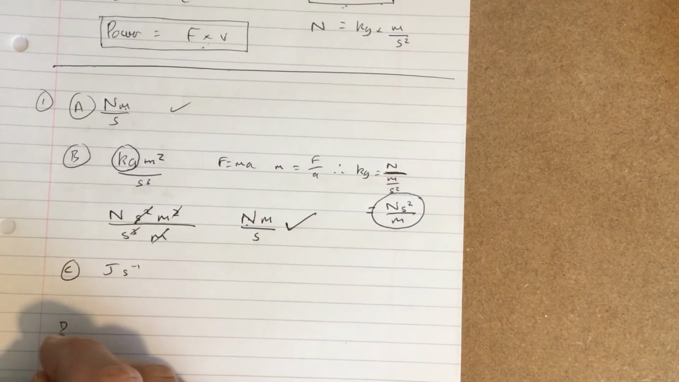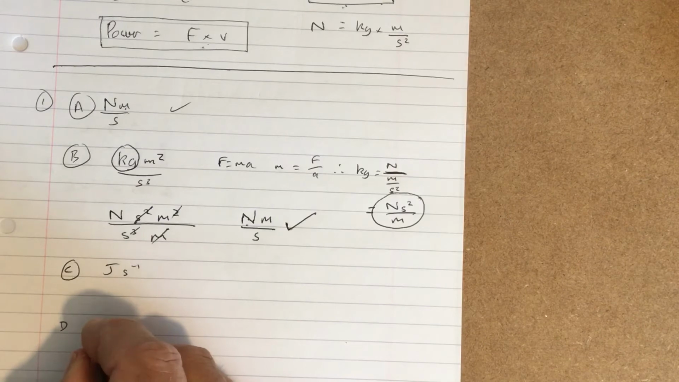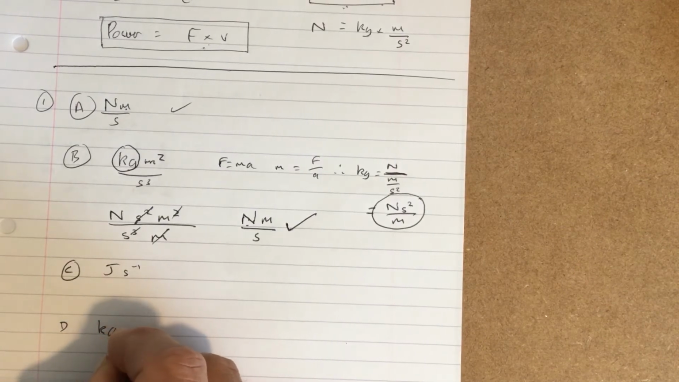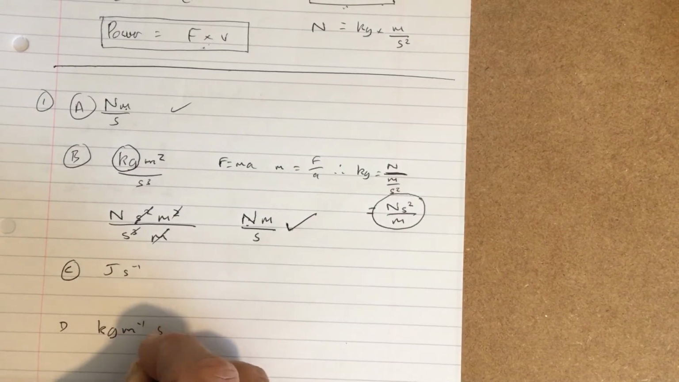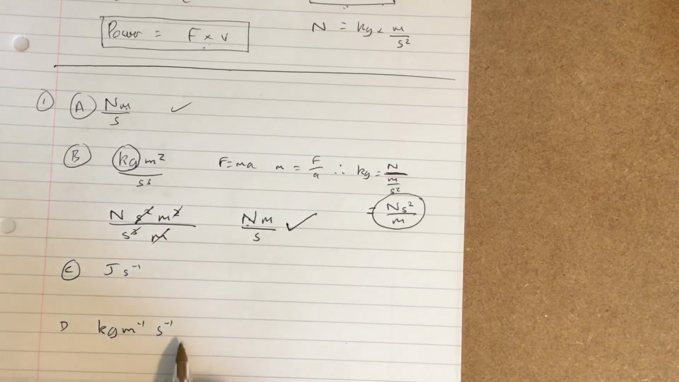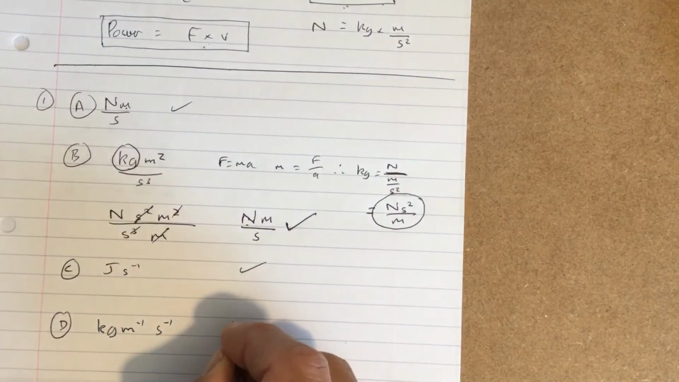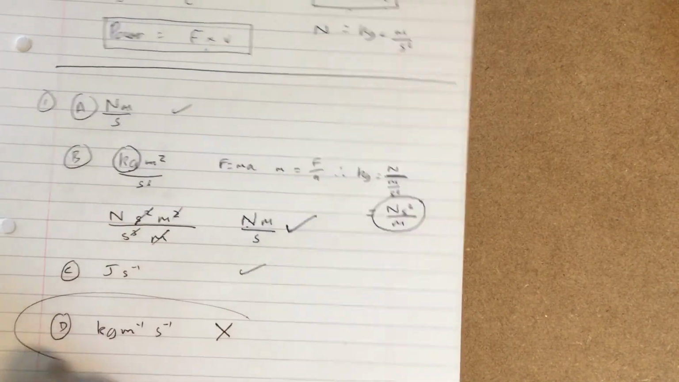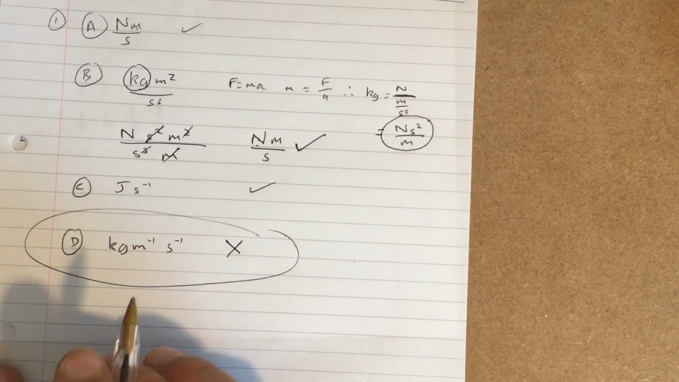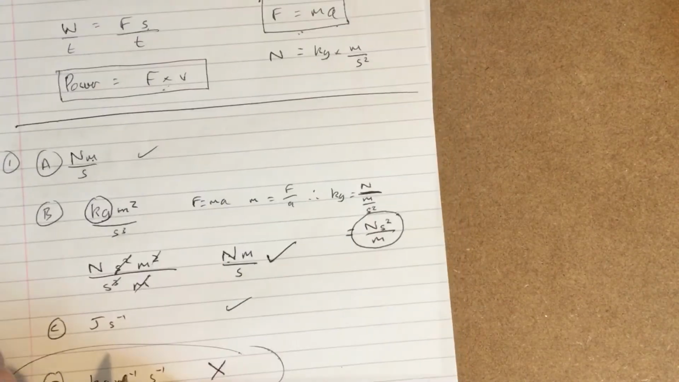And then D is the only one, if you fiddle about with it for long enough, that will not equate to joules per second, to power. So that one's okay. This is the one that is not a unit of power. That's question 1. Going on to question 2 now.